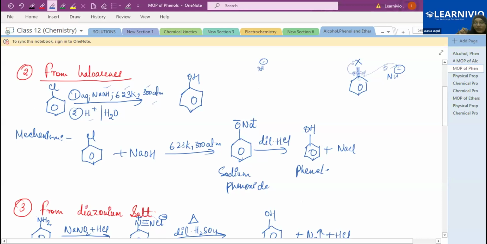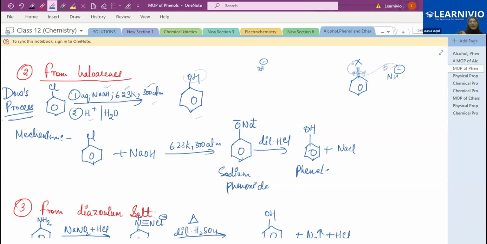In which condition is it possible? When you give quite high temperature and quite high pressure. In these two conditions, the nucleophilic substitution reaction is possible. So this nucleophile will come and attack, replace this chlorine group and attach here, and it will give you a phenol. This process is basically known as the Dow process. Just remember, this is very important. The nucleophilic substitution reaction of haloarenes to give you a phenol is the Dow process.